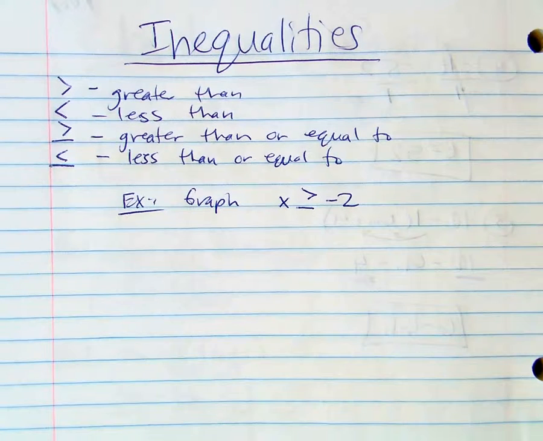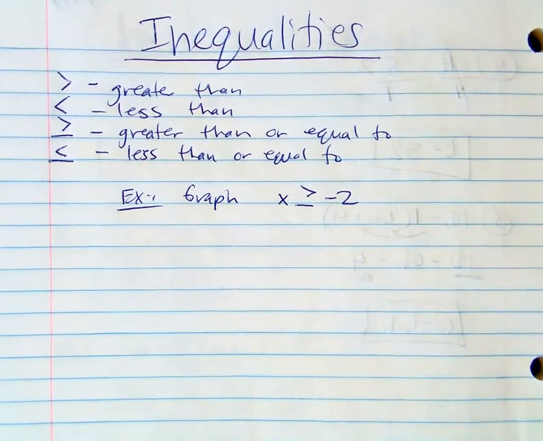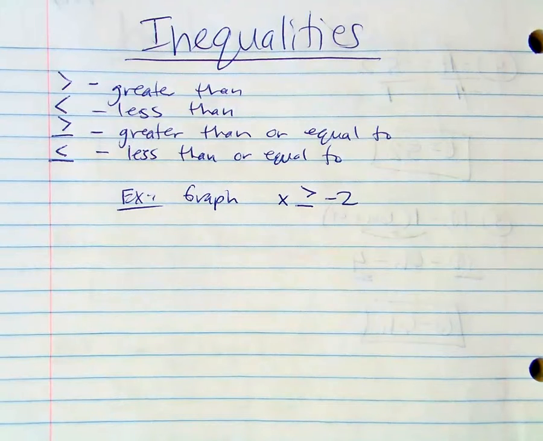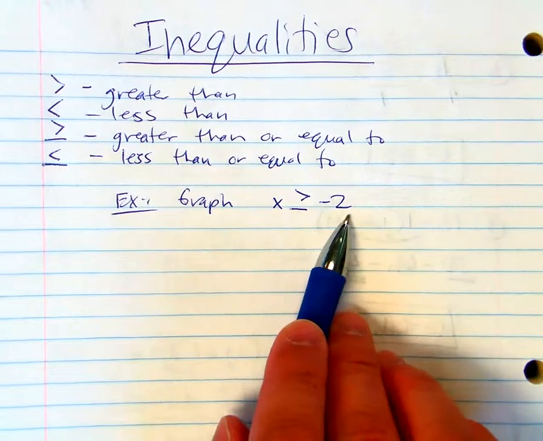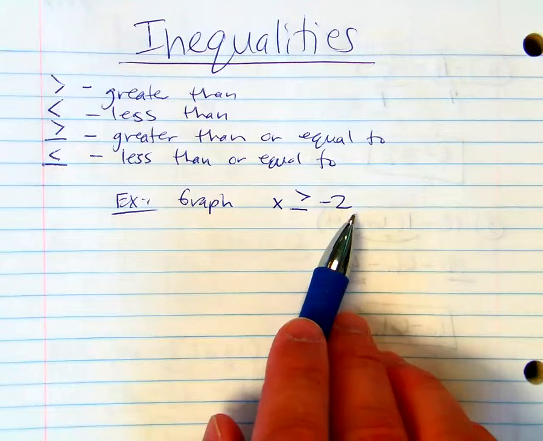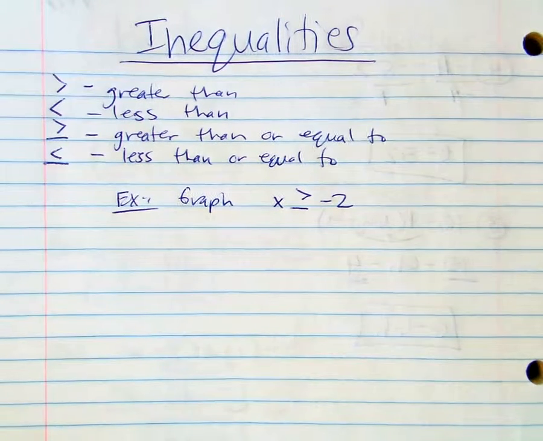So again, this is just a solution. This is not how you solve an inequality. That's the same as equations. This is just how you graph the solution at the end. So if you went through whatever steps and at the end you say, this is my solution, x is greater than or equal to -2, I would say, okay, please graph this on a number line.